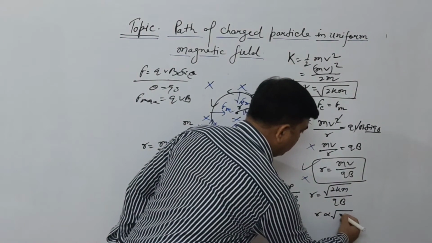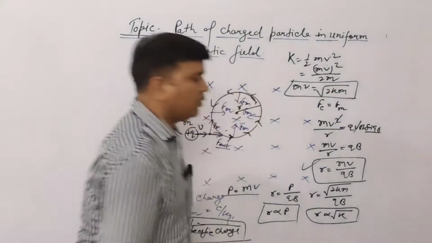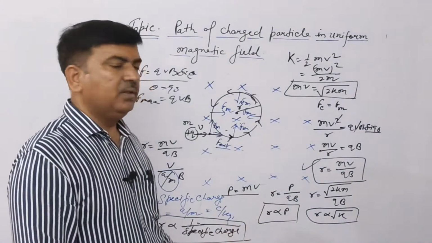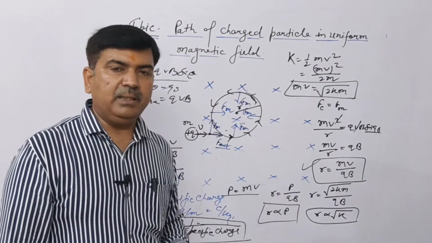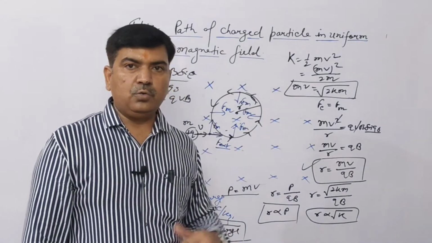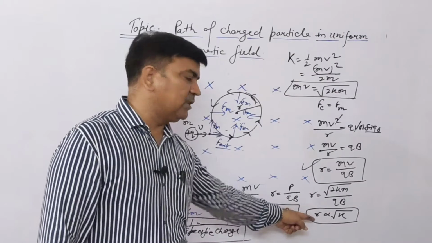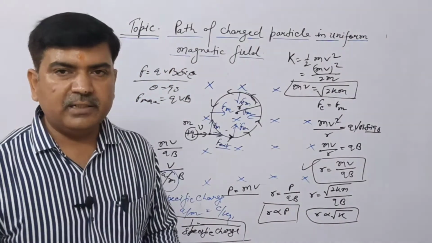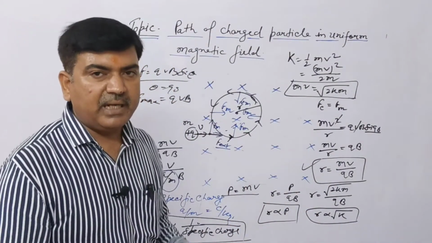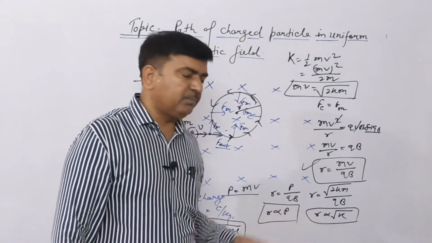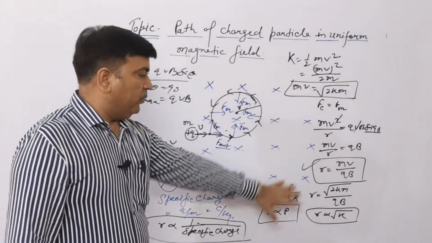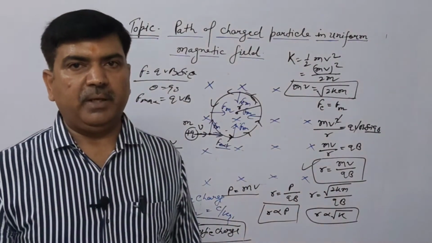So r is directly proportional to the square root of the kinetic energy if other quantities remain constant. If the kinetic energy of the charged particle becomes 2 times, then the radius of circular path is root 2 times. If the kinetic energy becomes 4 times, then the radius of the circular path becomes 2 times. If the kinetic energy becomes 9 times, then the radius of the circular path becomes 3 times. And according to this, we can find out the radius of the circular path.